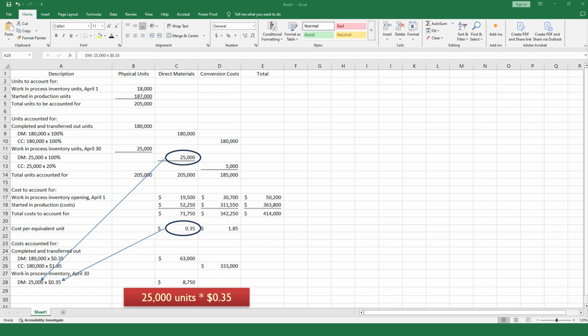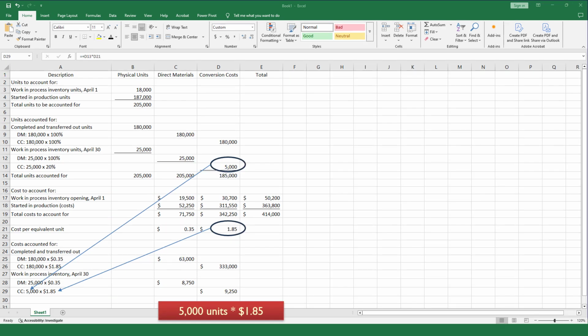That's the cost of the direct materials used so far in the production of the 25,000 physical units which were still in the production process on April 30th. For the conversion costs, we take the equivalent units of 5,000 and multiply it by the cost per equivalent unit for conversion costs, $1.85. 5,000 units multiplied by $1.85 is equal to $9,250. That's the total of the conversion cost used so far in the production of the 25,000 physical units which were still in the production process on April 30th.